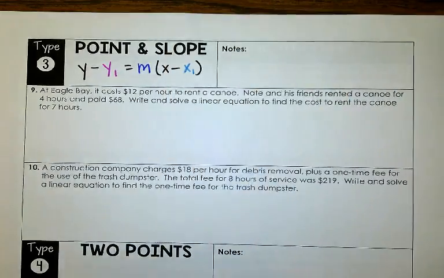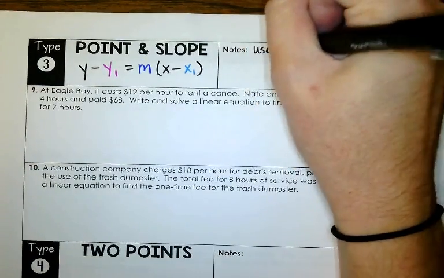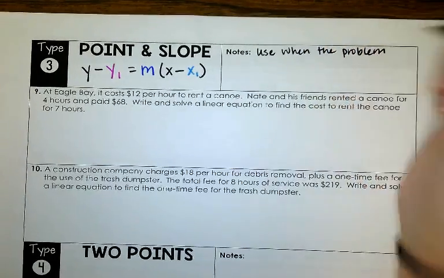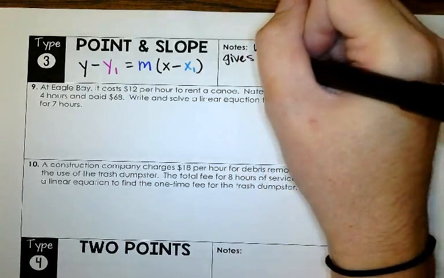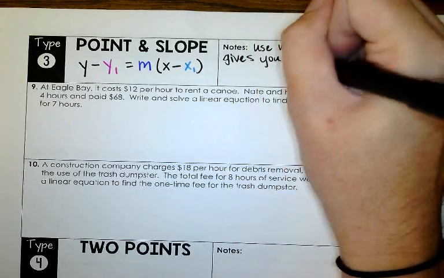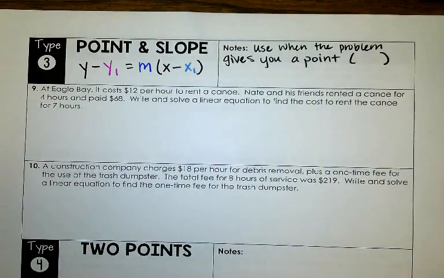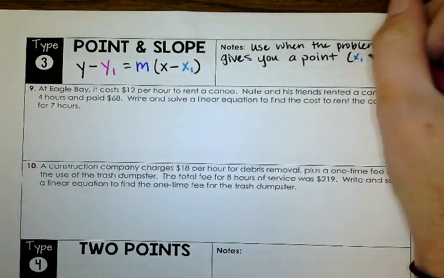Now guys, we use this point slope form when the problem gives you a point. It gives you a sample point, and that's usually written as x sub 1, y sub 1.